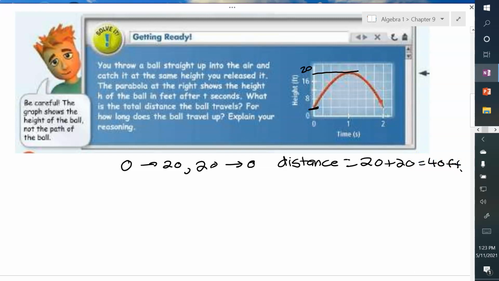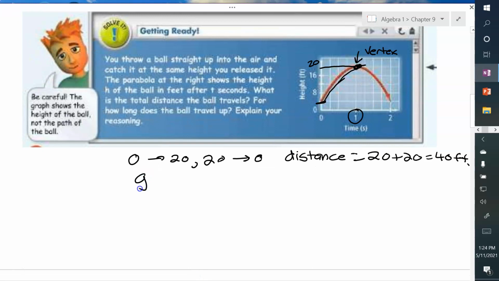And then it says, how long does the ball travel up? Well, on our left side here, this is where the ball is going up, and when it gets to the top here, it turns around and goes back down. And this is the vertex at the top. So, looks like at 1 second, that's when it's going to change direction, so it goes up for 1 second.